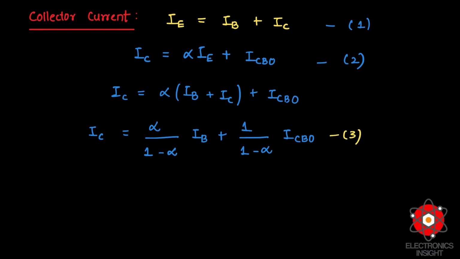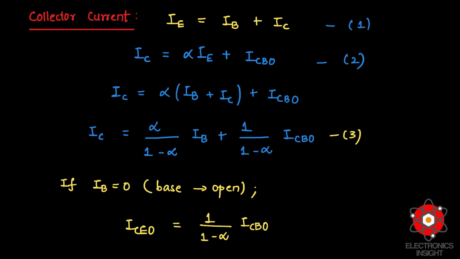Now from this last expression, it is very clear that if IB is going to be 0, when the base circuit is open, the base current will not be there and the collector current will be the current to the emitter. That collector to emitter current with base open is abbreviated as ICEO, and this is equivalent to 1 by 1 minus alpha into ICBO because the base circuit is open.